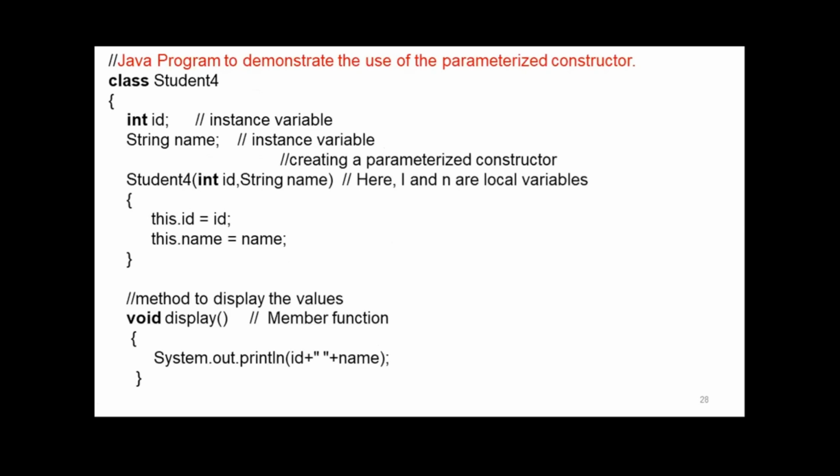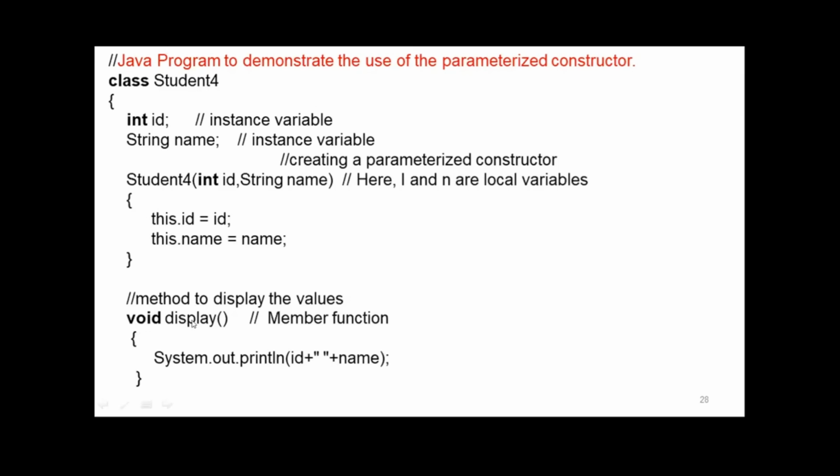Taking many different examples, like the use of a parameterized constructor. Here I'm taking a student class with ID and name. Again, I'm taking a constructor with 2 parameters, ID and name, and assigning them to the instance variables using the this keyword. You need to practice, guys, without these slides. When you face an issue, then you can open them. But first, you need to try the code on your own.